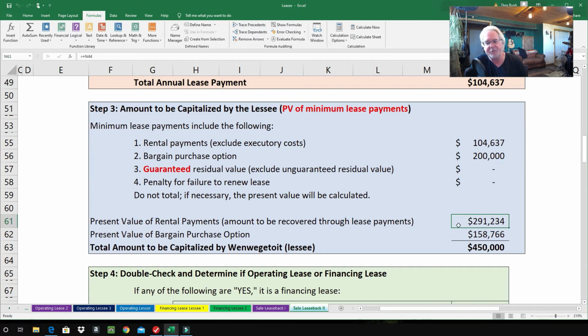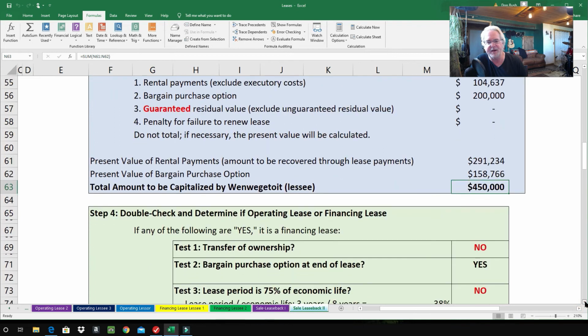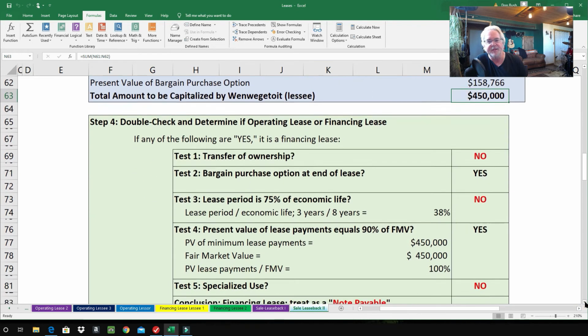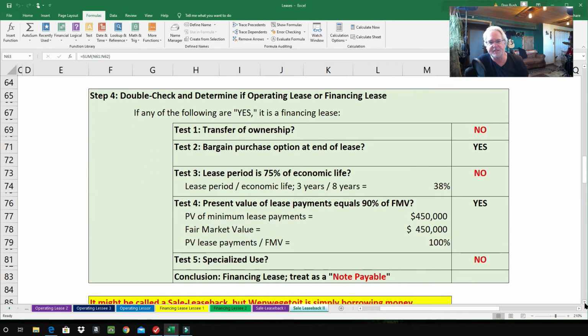If we add up the present value of the rental payments and the present value of the bargain purchase option, it all adds up to $450,000, which is not a surprise. Okay, so now we have to determine, well, is this a financing lease or is it an operating lease? And if all the answers were no, it would be an operating lease. But look at this, we've got yes, and we have a yes here. Anytime there's a yes, all it takes is one yes, and we have a financing lease.